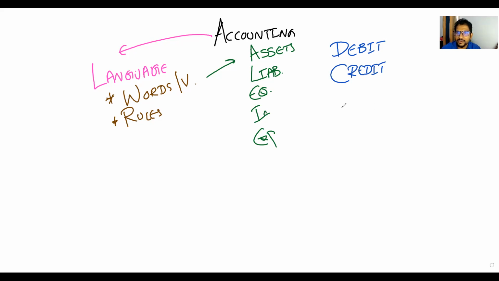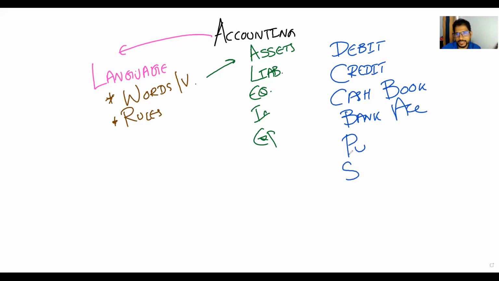Debit, credit. Then we discuss cash. Then the cash is used for different purposes. We have to discuss something called cash book, bank account, purchases, sales, a number of new words. So having introduced the subject, today we are moving to our next topic, that is accounting equation.